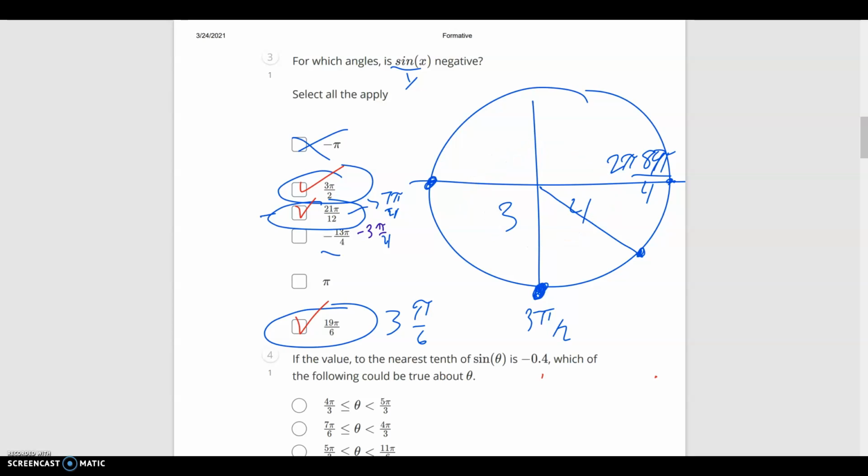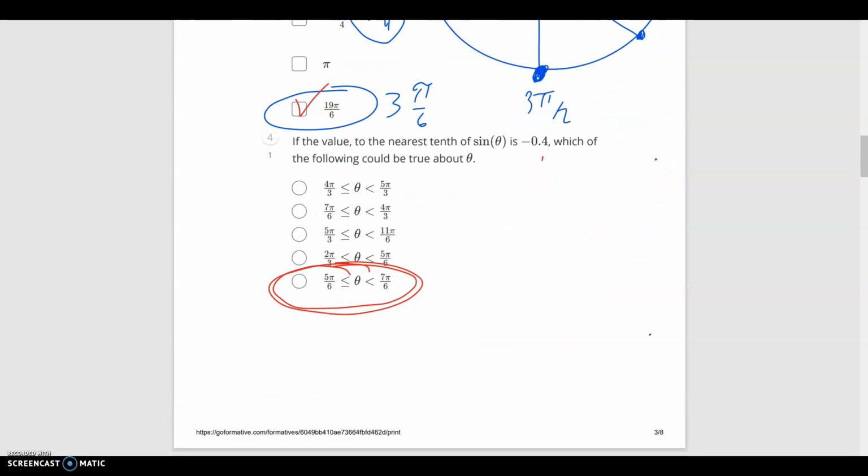The negative 13 pi fourths, again, if it's negative, we're going clockwise. I'm going to rewrite it as a mixed fraction. So that would be negative 3 and pi fourths. That would be 1, 2, 3, puts me there, and then I keep going. Pi fourths puts me in quadrant 2, so that one would not be an answer. There you have it, question number 3.